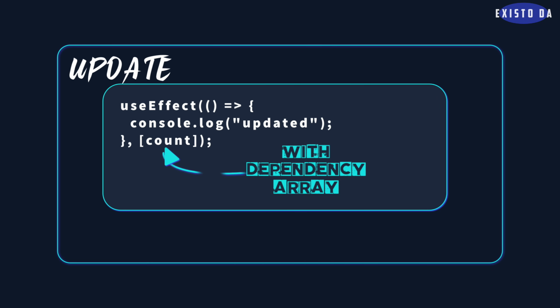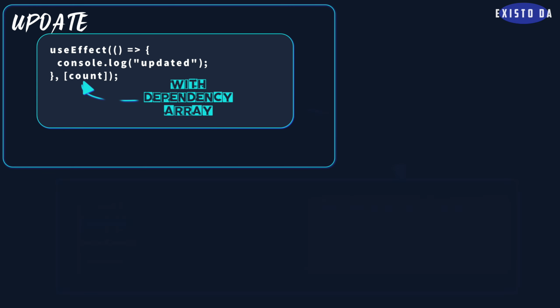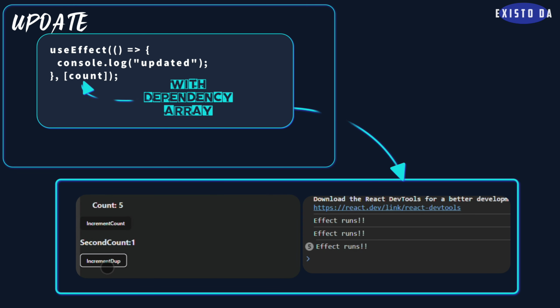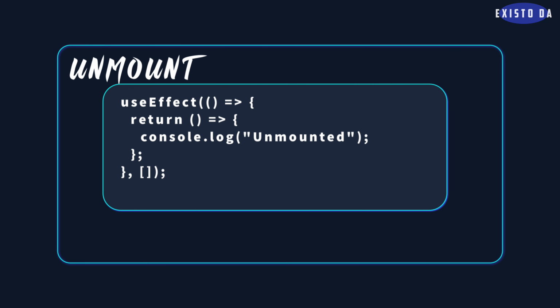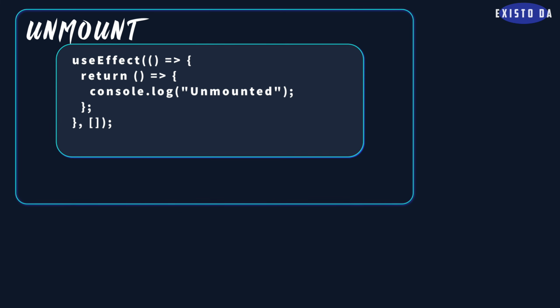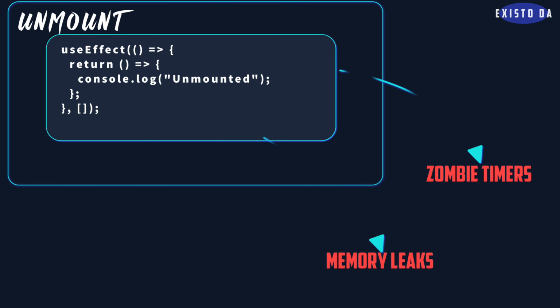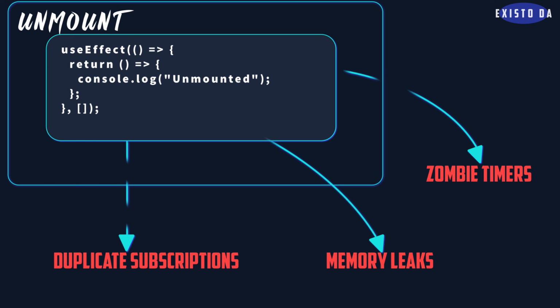Update: with dependency array, which runs every time the dependency array changes. Unmount phase is used in cleanup functions. It helps to prevent zombie timers, memory leaks, duplicate subscriptions.